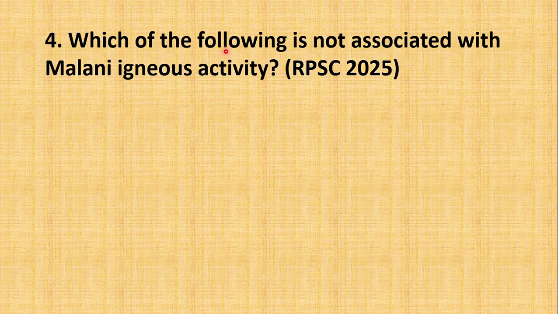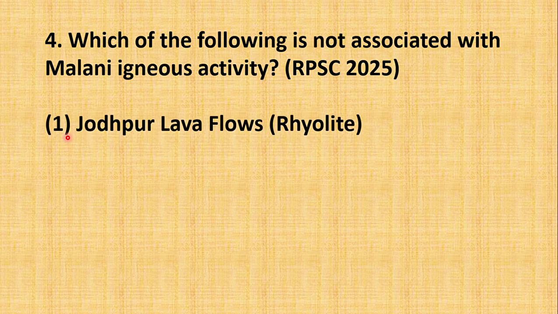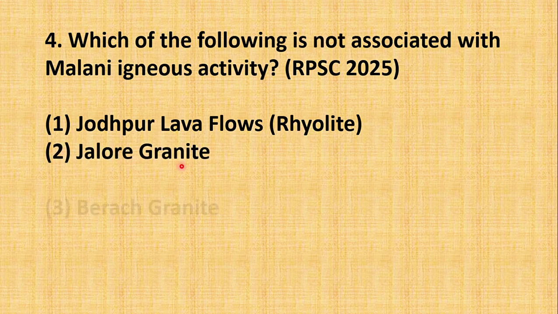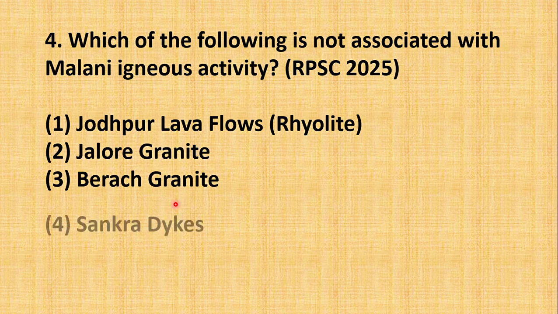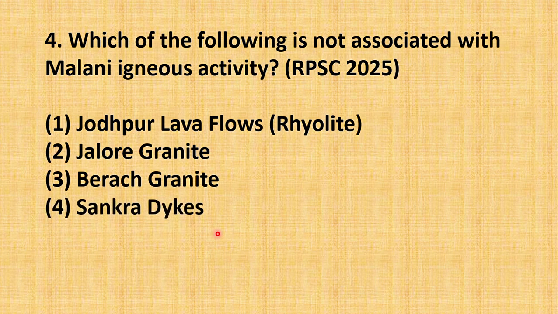Next, which of the following is not associated with the Malani igneous activity? We know that Malani igneous activity is related to Rajasthan. So, Jodhpur lava flow, known as rhyolites, and Jalore granite, Bedach granite, and Sankara dikes. Which one is not related to the Malani igneous activity? So the correct answer is the Bedach granite.